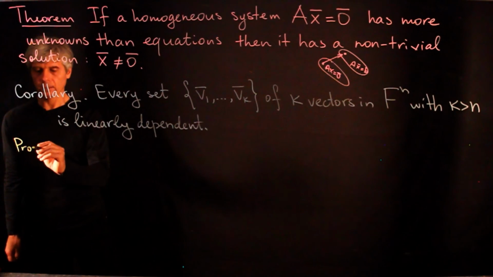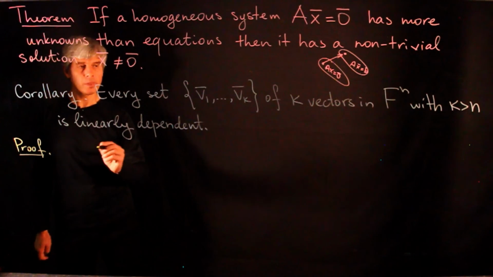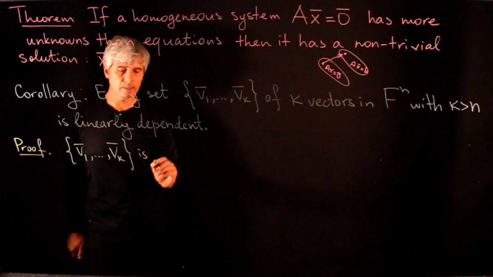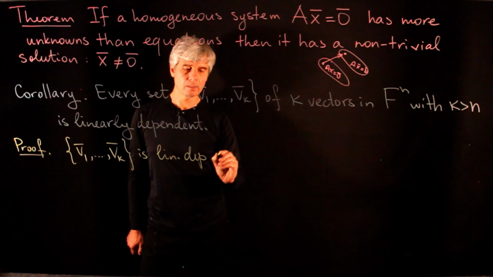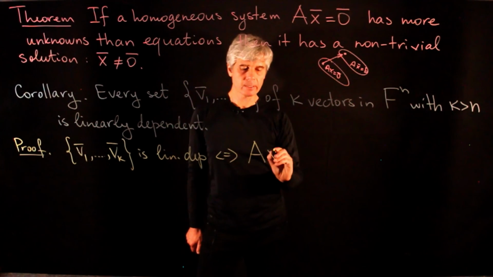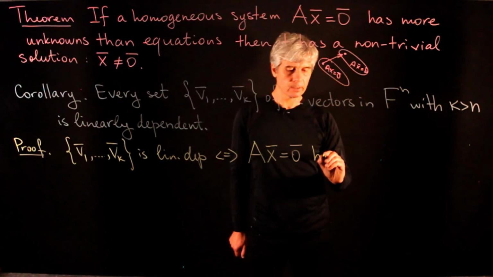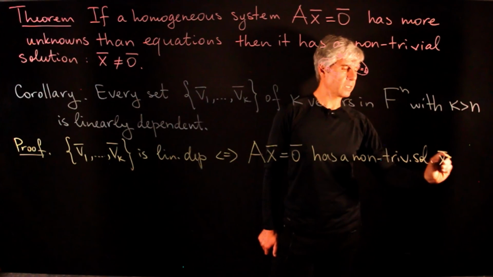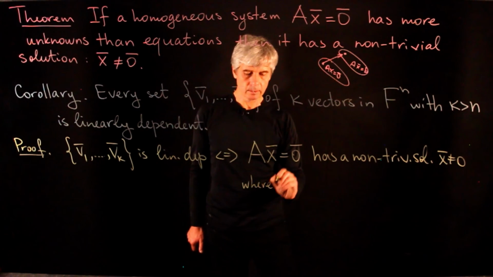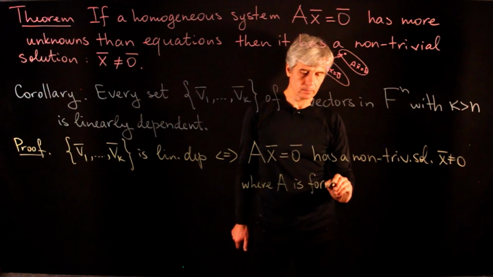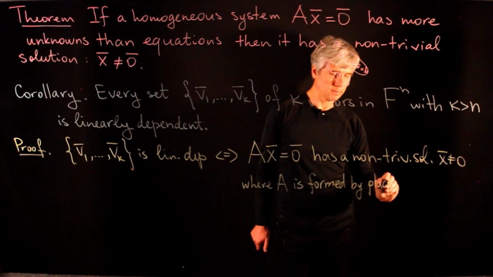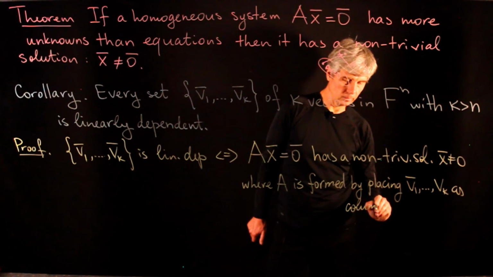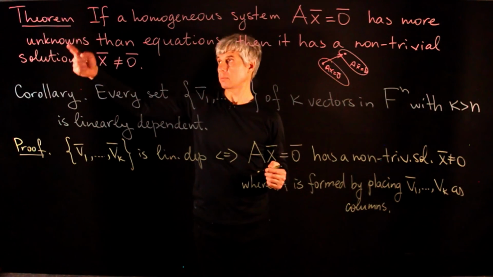So let's give a proof here. For the proof, we know that v1, ..., vk is linearly dependent if and only if Ax equals 0 has a non-trivial solution with x not equal to 0, where A is formed by placing v1 through vk as columns. Right? So this is not this theorem, but the previous one.